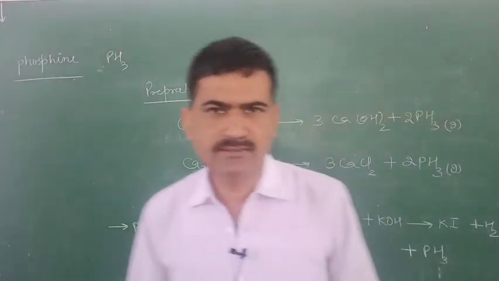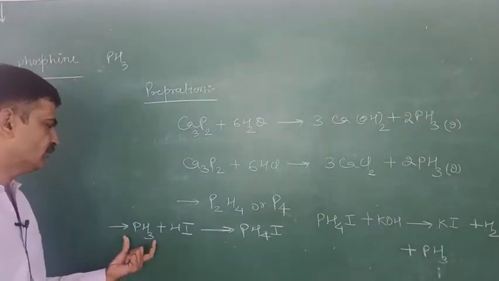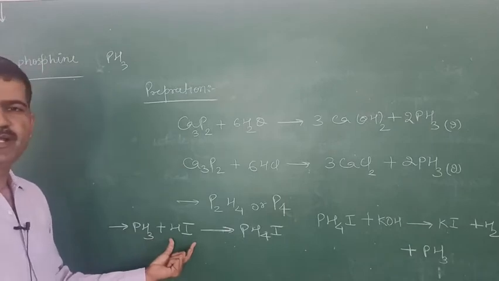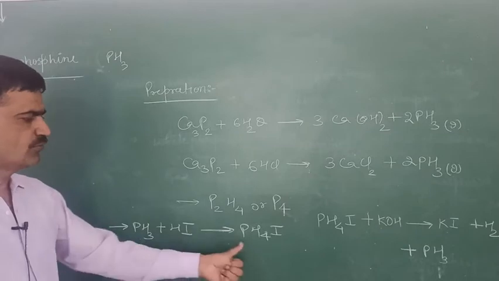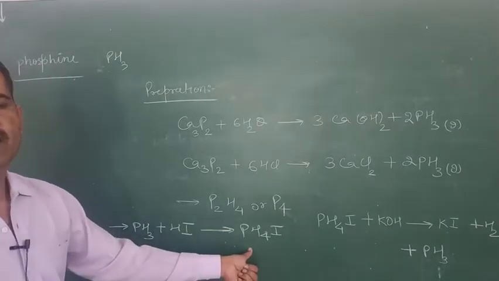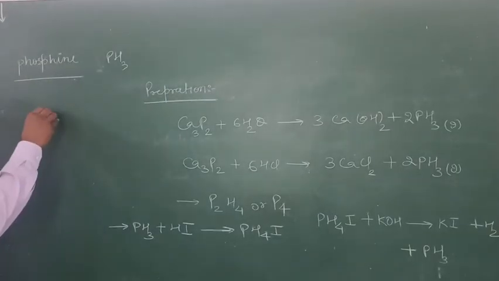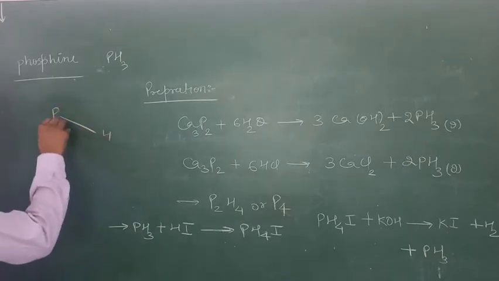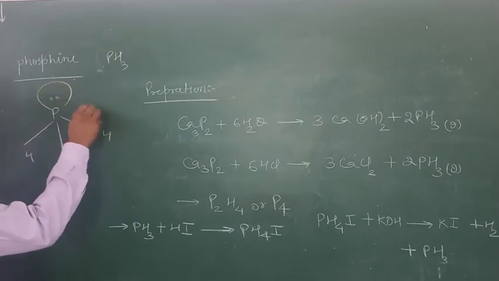A question is asked a number of times: prove that phosphine gas is basic in nature. This is the phosphine gas, it acts as a Lewis base and this is the hydroiodic acid. It accepts a proton, this hydrogen, and forms phosphonium iodide. A salt is formed. This proves that it is basic in nature. Now in the phosphine gas, the phosphorus is in sp3 hybridization state and it has a pyramidal structure.